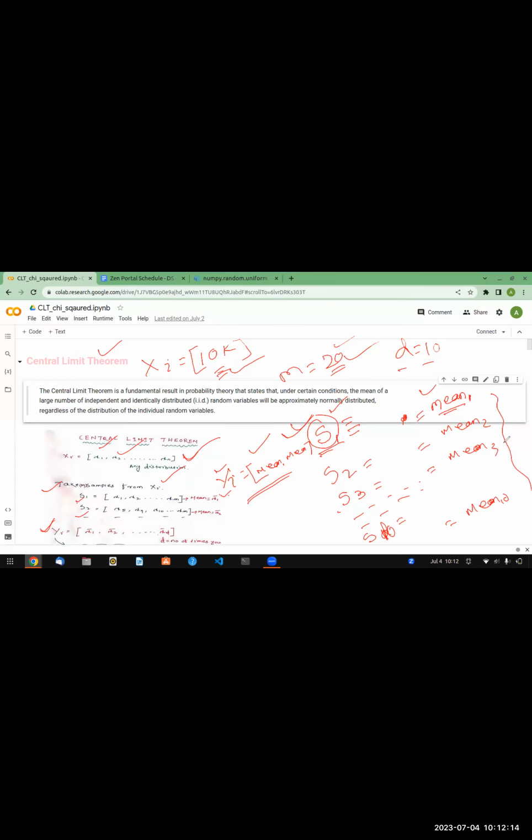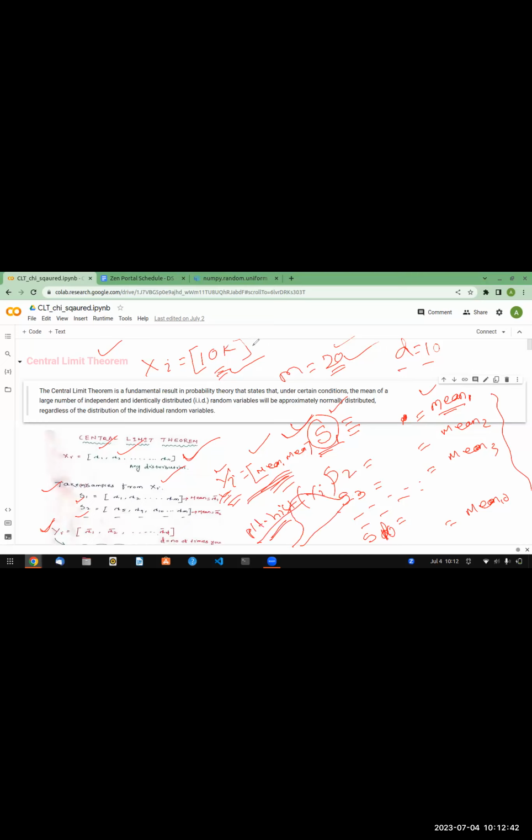You calculate the means, store those means in a list or collect them somewhere, and you try to plot it. How to plot? plt.hist. Here what will I pass? This yi. This yi contains what? All the mean values. All means. Now, whatever result you get from this, it will look something like this.